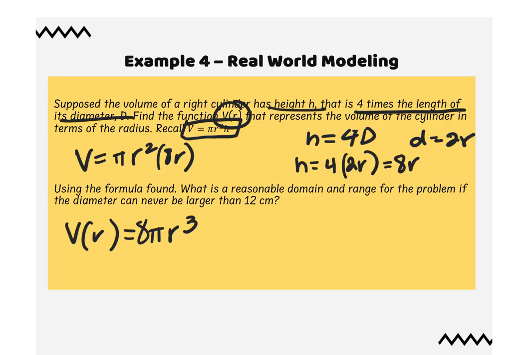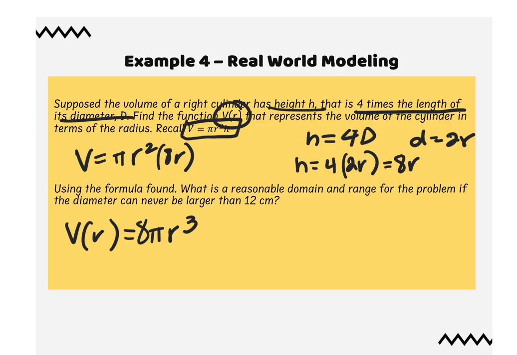All right, second part says, using the formula found, what's a reasonable domain and range for the problem if the diameter can never be larger than 12 centimeters? So first of all, domain is what? X or Y? X. Which is your input or your output? Input. So what are we talking about in this scenario? The radius. What would be the restrictions on the radius, right?